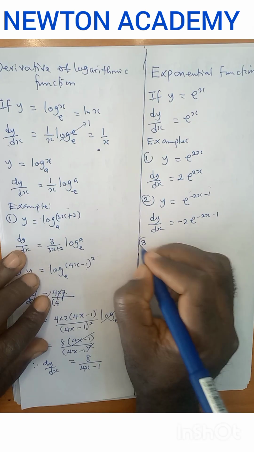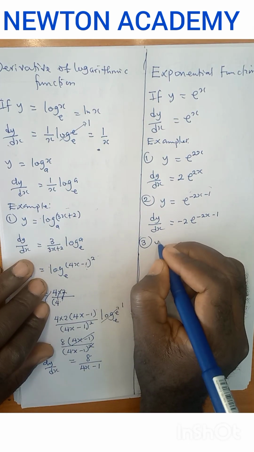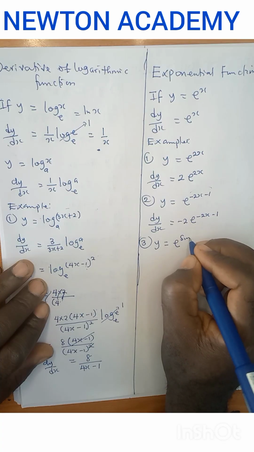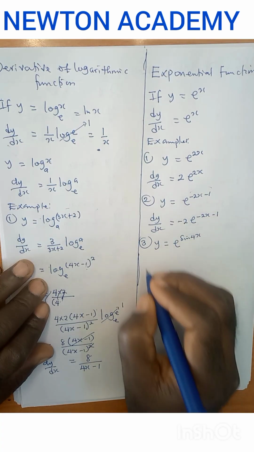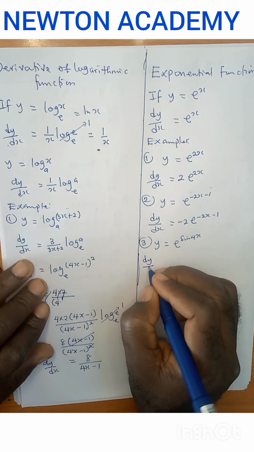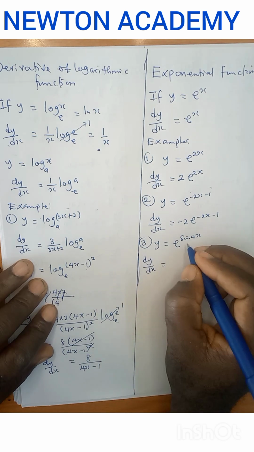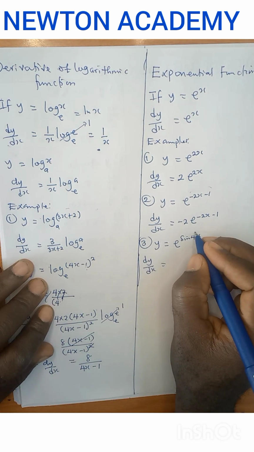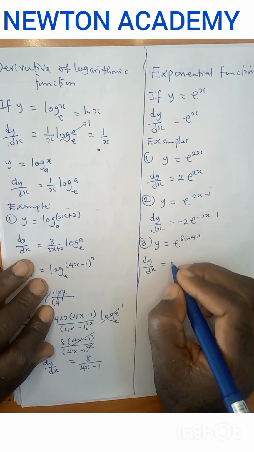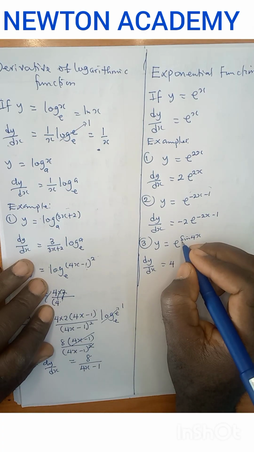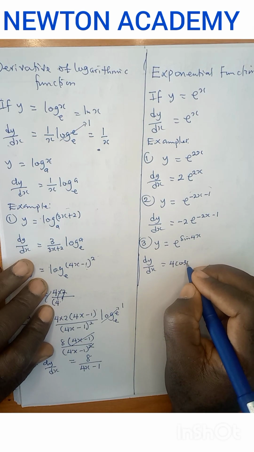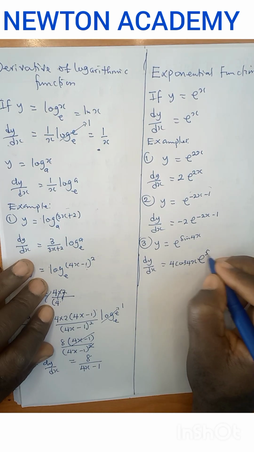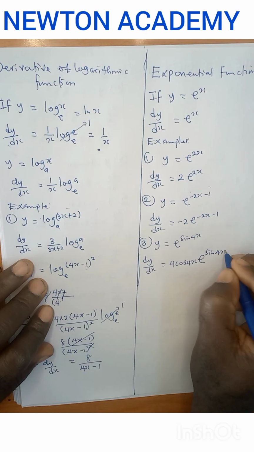Then let's take a look at the third one. We have y is equal to exponential sine of 4x. Then our dy/dx will be, now you differentiate sine 4x. You know how to differentiate sine 4x before. That is, you differentiate 4x, it will give us 4. Differentiation of sine will give us cos 4x. Then you write exponential sine 4x.